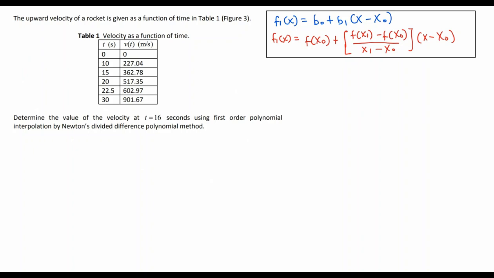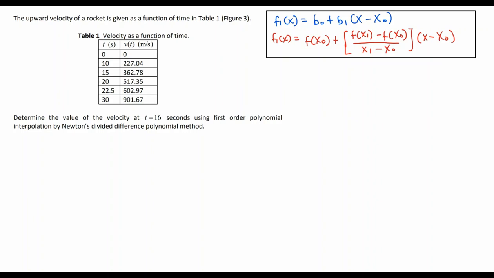Okay, so let's look at this example here. The question says that the upward velocity of a rocket is given as a function of time in the table given below. Determine the value of the velocity at time t equals 16 seconds using the first order polynomial interpolation by Newton's divided difference polynomial method. So this is what the question says we should do.